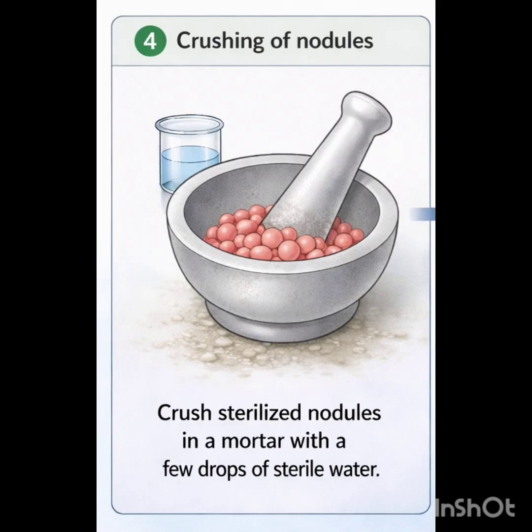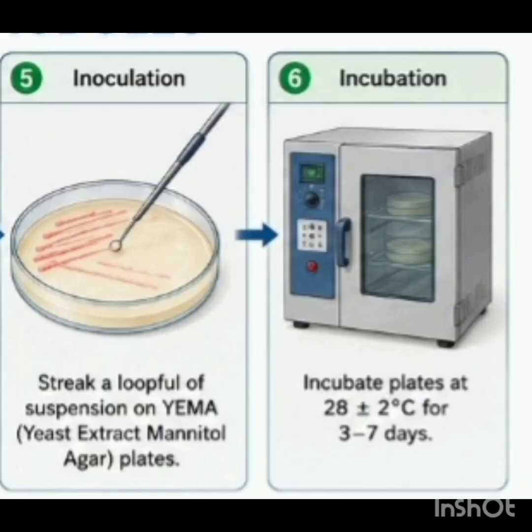After sterilization, nodules are rinsed several times with distilled water, which is sterile, to remove traces of disinfectant, which would otherwise inhibit bacterial growth. So, in aseptic conditions, the sterilized nodules are transferred to a sterile mortar or a glass watch glass and gently crushed using a sterile glass rod. Crushing releases the bacterial cells embedded within the nodule tissues into a suspension. This suspension becomes the inoculum for culture.